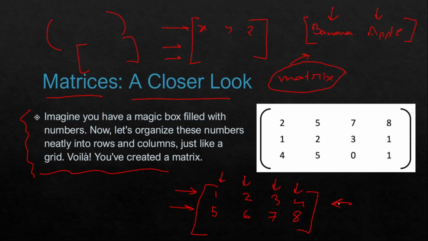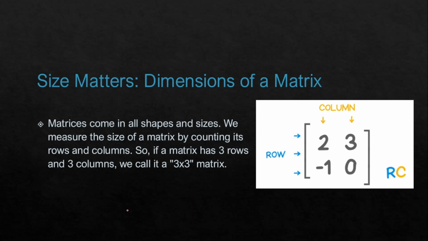Like I said, a matrix has rows and columns. Without rows and columns, you don't have a matrix. Since they have rows and columns, they have a dimension. Matrices come in all shapes and sizes. We measure the size of a matrix by counting its rows and columns. The dimension of a matrix is written as rows times columns, or R times C.